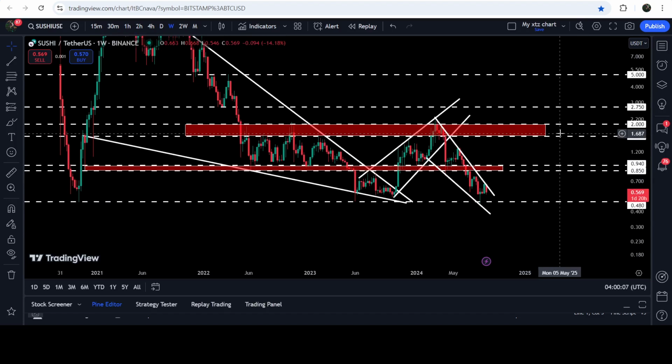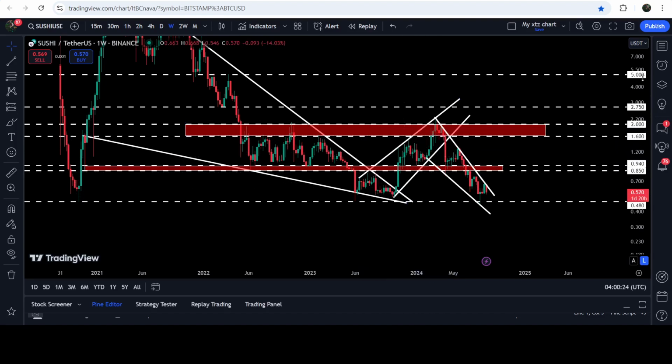If we take a look at the 7 day time frame chart, then here you can see that this resistance zone that starts from $1.60 and goes to $2 had been previously working as a very, very strong resistance here for several months. And here again, it worked as a very strong resistance even after breaking out of this falling wedge pattern. You can see that we got very, very strong rejection.